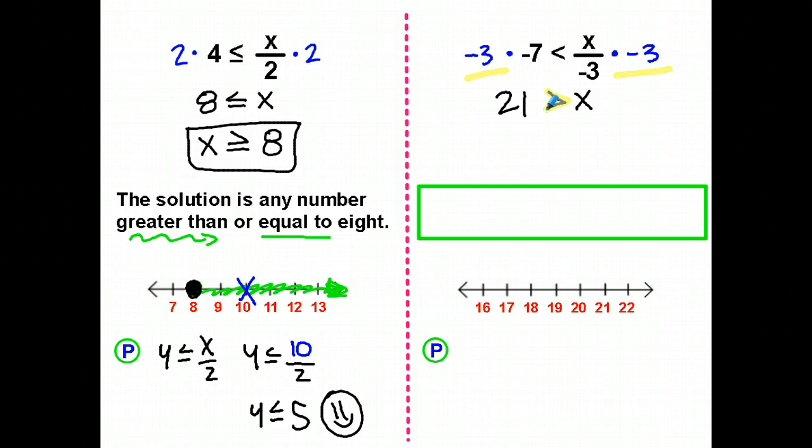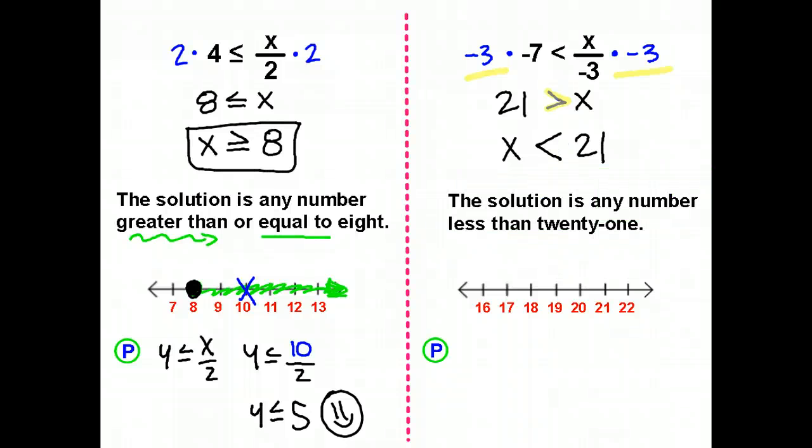Now, just like we did on the problem before, I can see the variable is on a side that I don't want it on. So I'm going to switch the x and switch the 21, but I need to make sure the alligator, or the inequality sign, is opening up to the side of the 21. I need to make sure that the alligator mouth is continuing to eat that 21. And if I were going to describe my solution in this set, the solution is any number less than 21. So we're going to come back here and graph again.